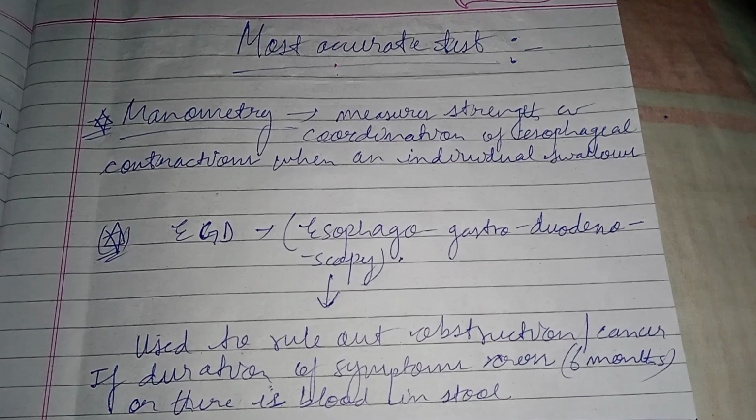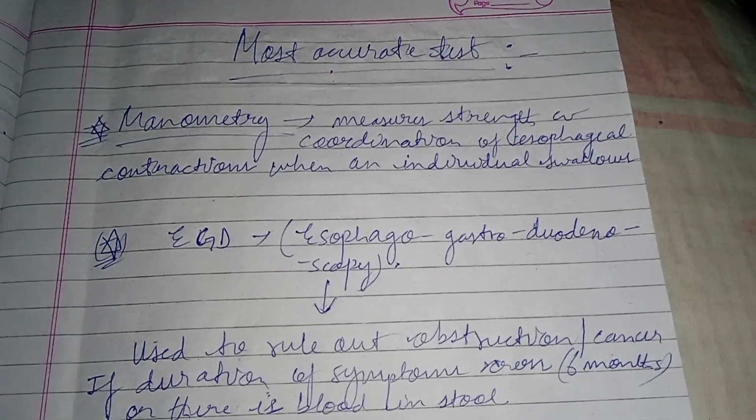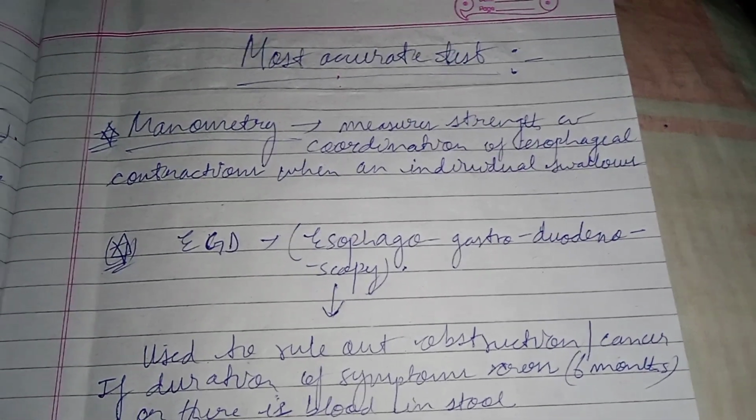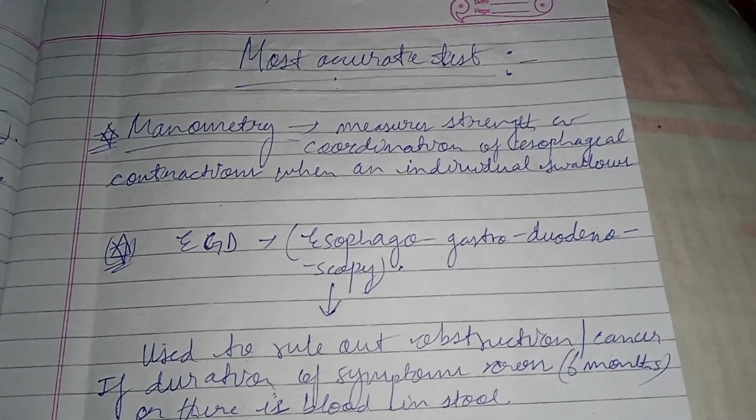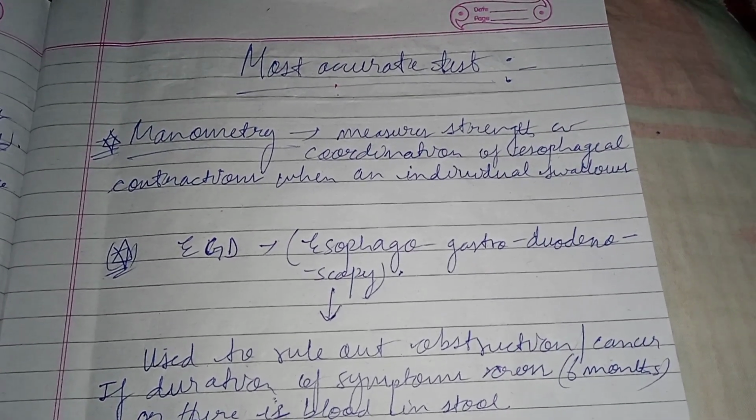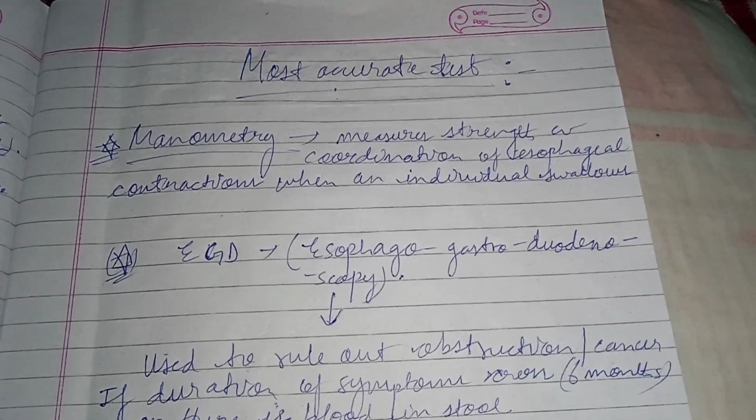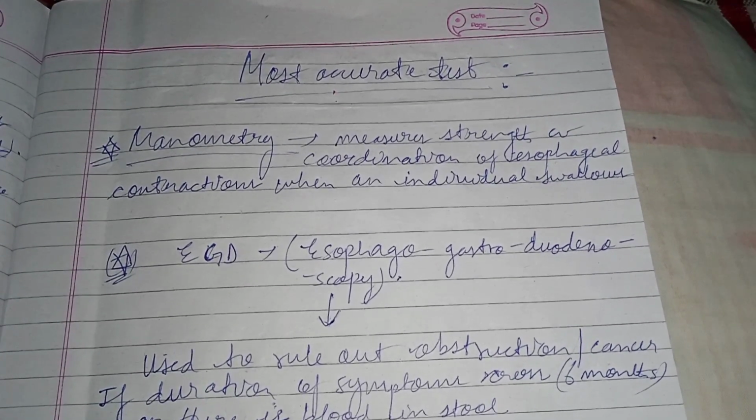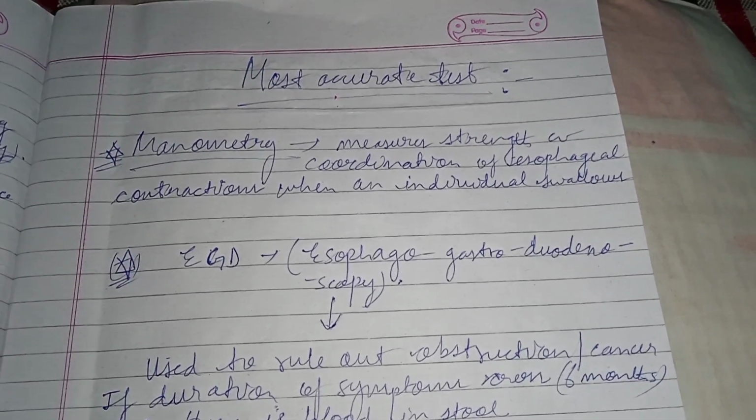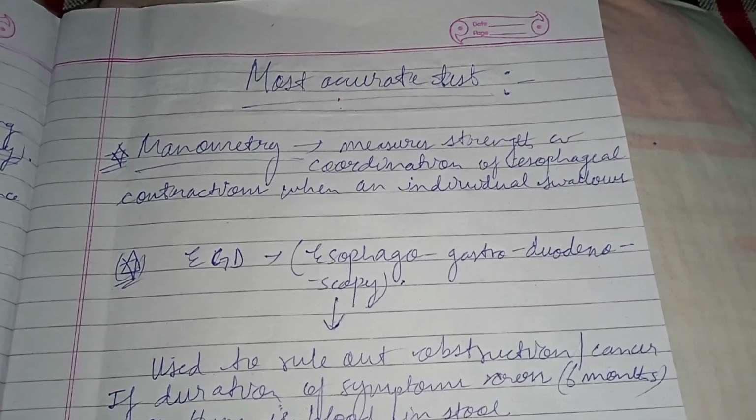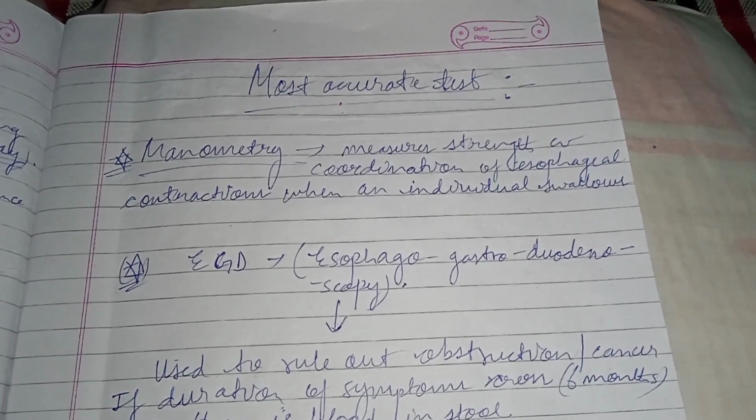So now let's look at the most accurate test associated with achalasia. Manometry is the most accurate test over here. So what is manometry? Manometry measures the strength and coordination of esophageal contractions when an individual swallows. I repeat, manometry measures strength and coordination of esophageal contractions when an individual swallows.